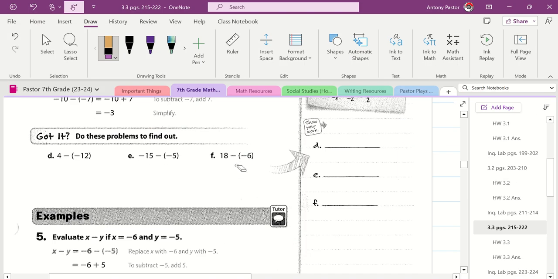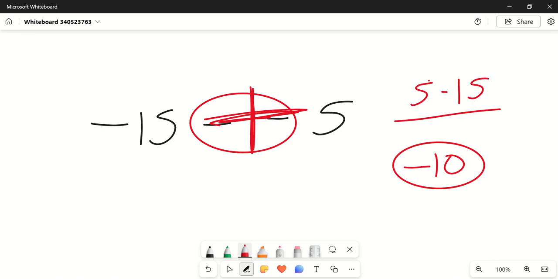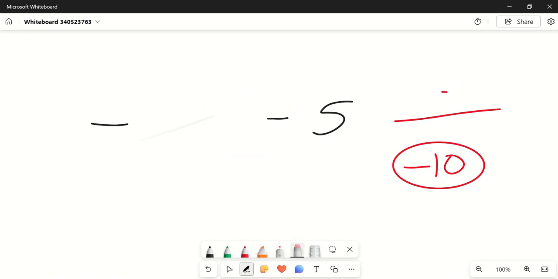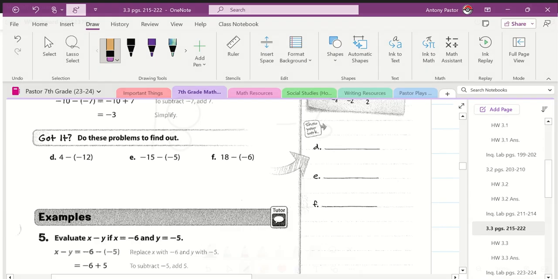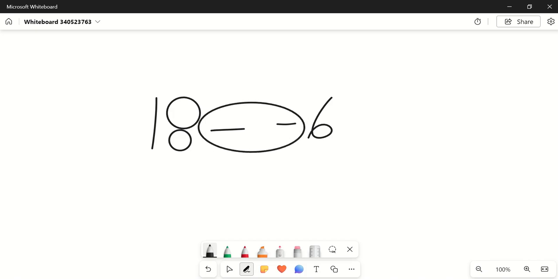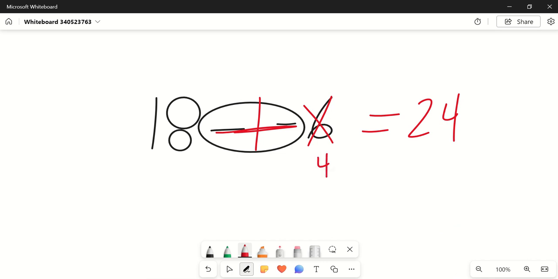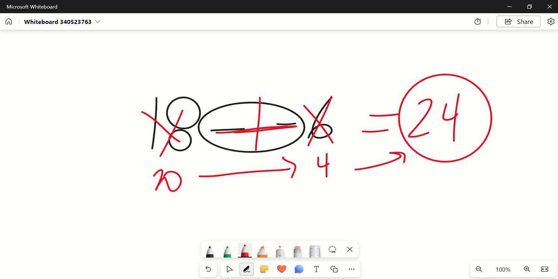And we have 18 minus negative 6. This is the same thing as saying 18 plus 6, because again, we're subtracting a negative. 18 minus negative 6. We're going to take these two. They will converge into an addition symbol. And 18 plus 6 should equal 24, if I'm not mistaken. Take 2 from this. That'll be 4 to make this 20. 20 plus 4 equals 24. So 18 plus 6, or 18 minus negative 6, will equal 24.